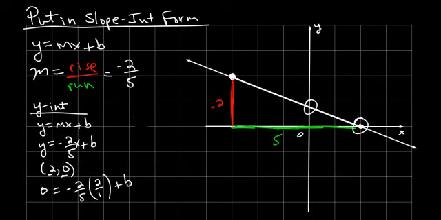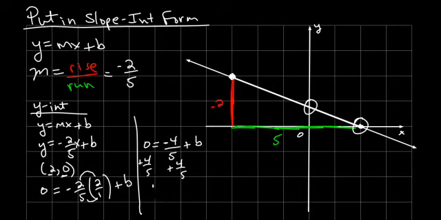What are we going to get? 0 equals, multiplying straight across, negative 2 times 2 is negative 4, over 5 times 1 is 5, plus b. So add 4 fifths to both sides, and we get that b equals 4 fifths. That kind of looks like 4 fifths there, doesn't it? So now we have the answer to our question, and that is y equals negative 2 fifths x plus 4 fifths.